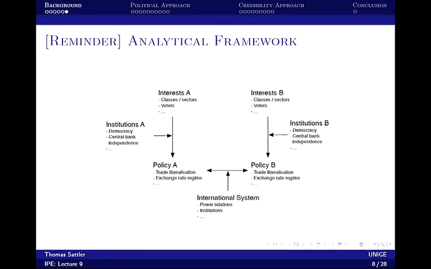So this week, if we look at our analytical framework again, we're going to look at this part again. We're going to look at the interests of the key actors, the key groups within a country, and how this then affects policy. Last week, we looked at this part, right?